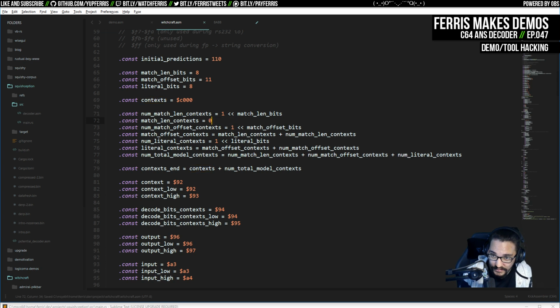Actually, this should be zero because we add that to context, but that shouldn't matter because... Oh, that might actually matter. No, that's actually correct, because we want these to point at exactly those locations in memory. So we need context plus these ones plus the num match offs. Ooh, that's correct. No, because we start with the match length contexts, which start here. And then we have the match offset contexts, which start after the match length contexts, which is this plus this. Then the literal ones are going to be after the offset contexts.